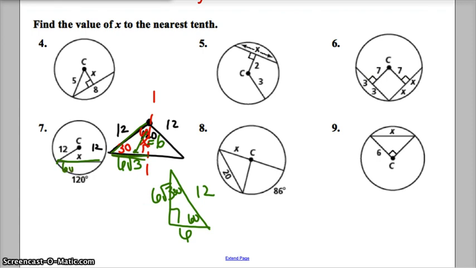So if half of the chord is 6 square root 3, the other half of the chord is 6 square root 3. So my final answer is 12 square root 3. I think on the other video at the end it had a 12 there, or 24 there, but the correct answer is 12 square root 3.